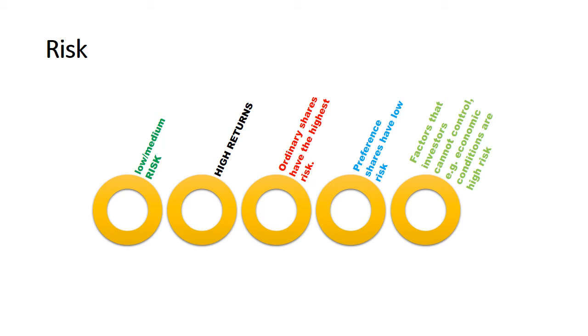Ordinary shares have the highest risk. Why? The investors might lose the whole money that is being invested when the company becomes bankrupt or when the company is liquidated. Whereas preference shares have low risk because during the payments, the preference shares will be paid first before the ordinary shares. Hence, we say that the risk is very low under the preference shares.